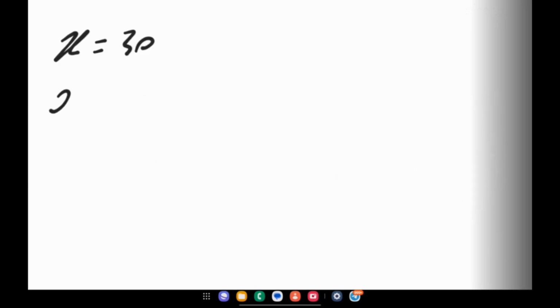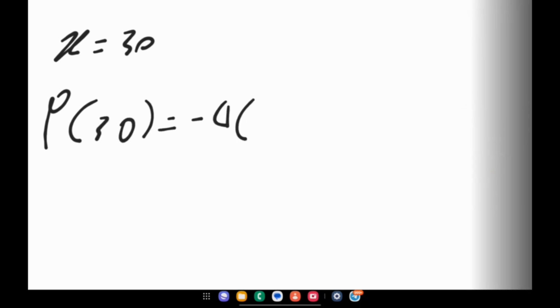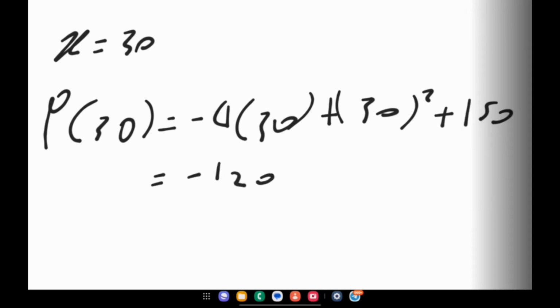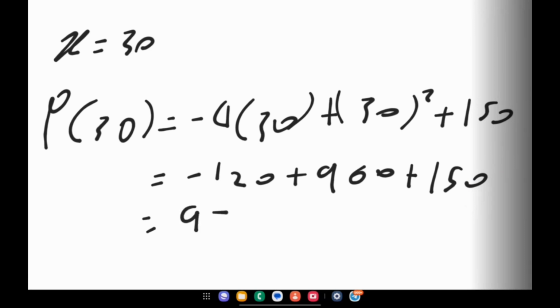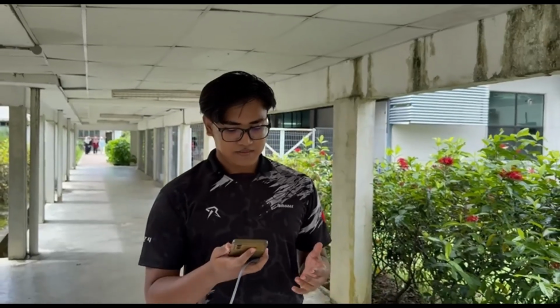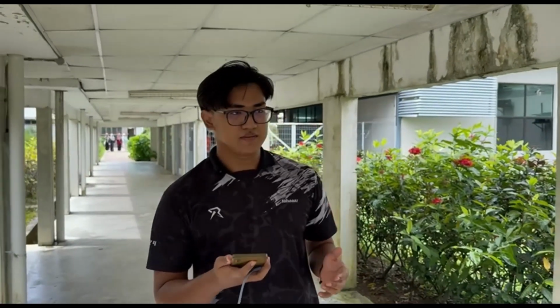When x equal to 30, meaning there are 30 tables and no chairs, when we calculate, it's going to be P(30) equal to minus 4 times 30 plus 30 to the power 2 plus 150, equal to minus 120 plus 900 plus 150, and we're going to have 930 as our result.